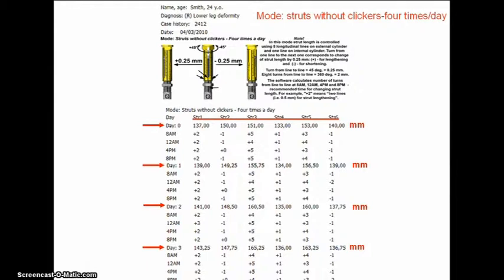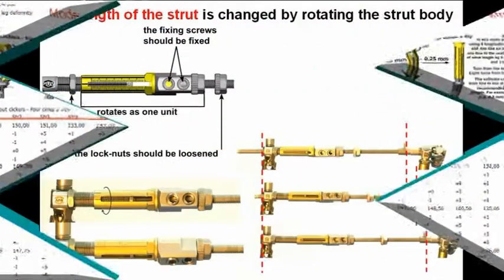In small rows there are strut length changes at 8 a.m., 12 a.m., 4 p.m. and 8 p.m. These lengths are given in numerals: +2, +1, -1, +5, you see, +4. 1 in this schedule means quarter millimeter.